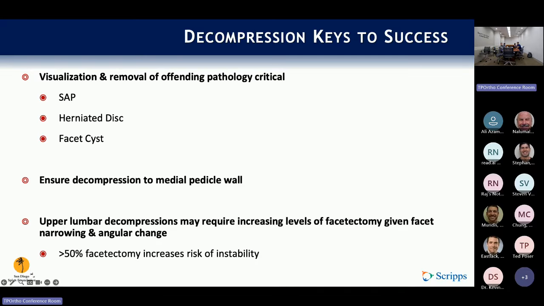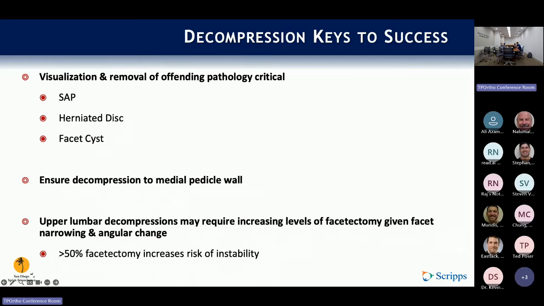So here are some keys to success to do this. Again, essentially making sure that you're identifying and removing the offending pathology, whether that be overgrown SAP, whether the patient has an associated herniated disc at that level, and also if they have any cysts in the region that could be impinging on the nerve root.